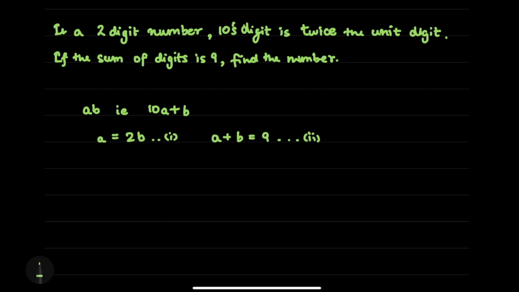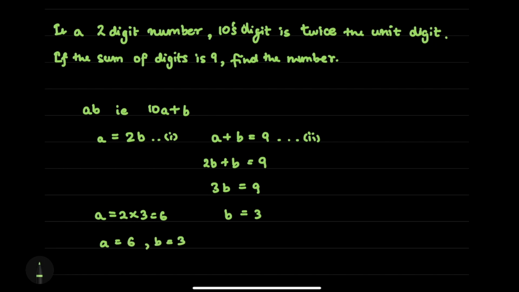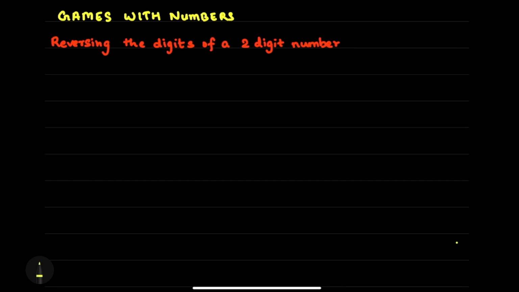So let's substitute the value of A in the second equation. So 2B plus B is equal to 9. 3B is equal to 9. So B is equal to 3. And A is equal to 2 into 3, which is equal to 6. So A is equal to 6 and B is equal to 3. And our number AB, that is 10A plus B, is equal to 10 into 6 plus 3, which is equal to 63. So now let's look at some interesting properties when we reverse a two-digit number.